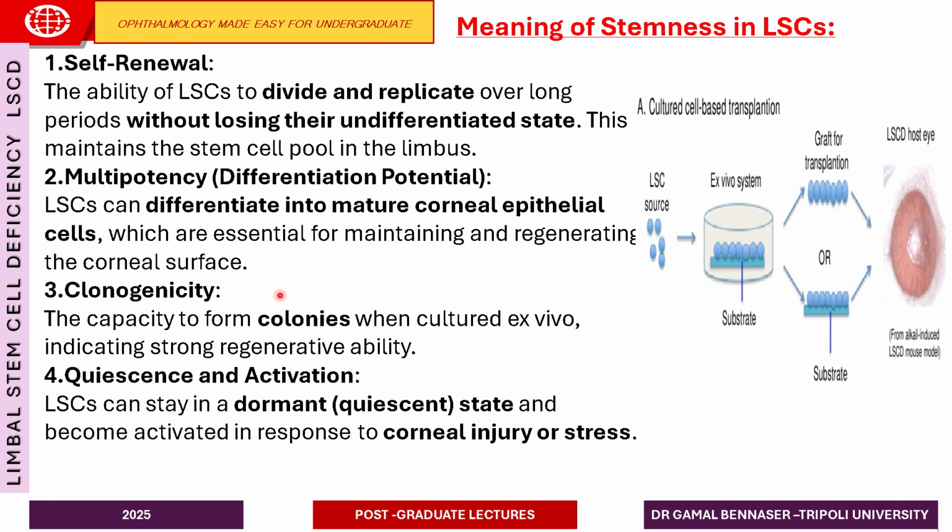So all these features describe the stemness of the limbal stem cells: their colonization ability, their quiescence and activation ability, their potency for differentiation into different epithelial cells, and their ability for long-term proliferation to maintain the corneal homeostasis. So I would like to emphasize this term because you will face it when we speak about the cell-based therapy for limbal stem cell deficiency.